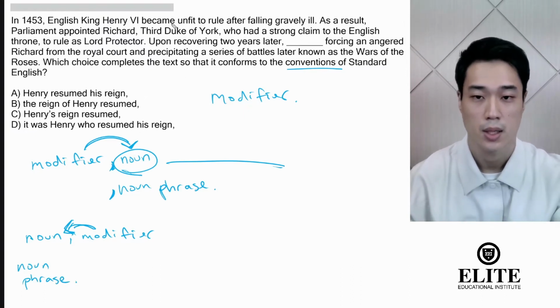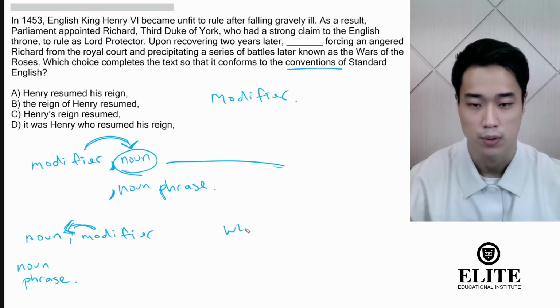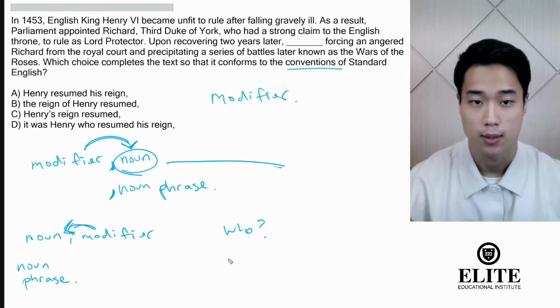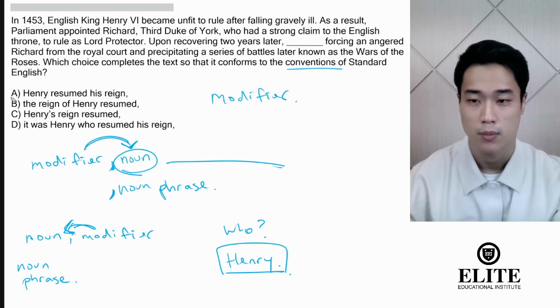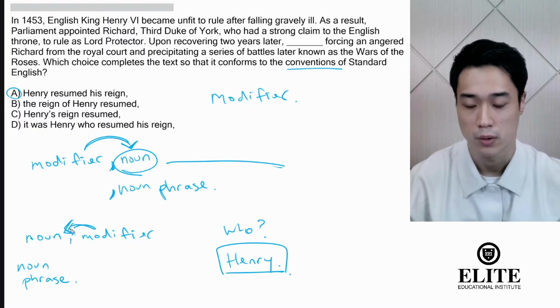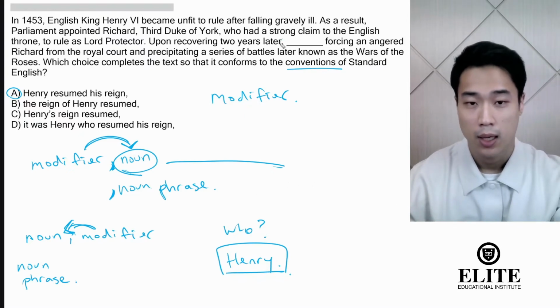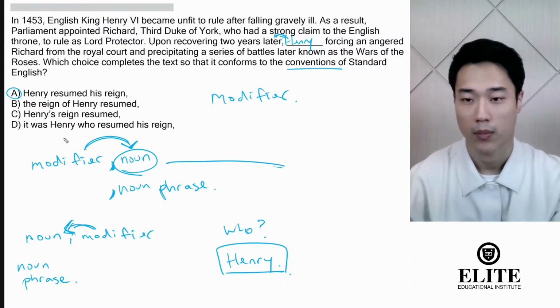So in this instance, upon recovering 2 years later, the question is, who recovered 2 years later? Well, it must be a person, right? And it seems like it should be Henry based on the examples. So the answer then must be A, right? Because following this rule of the modifier either preceding the noun or following the noun, Henry must be here to receive the proper modification.